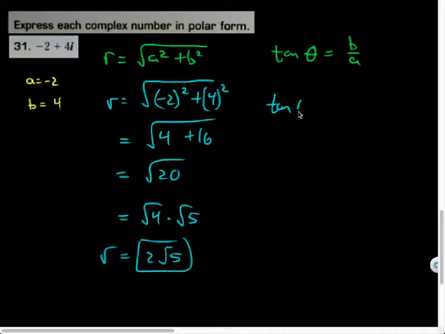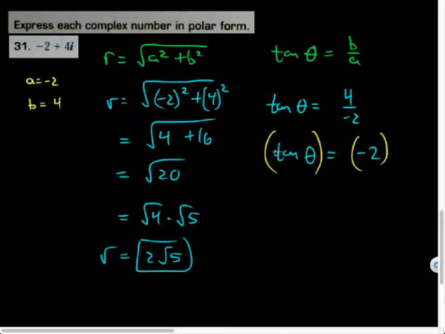Tan theta must have equaled 4 over -2. So that means tan theta is equal to -2 when I simplify that. And to solve, I'm going to have to tan inverse both sides. And this is a little bit tricky to figure out. Tan inverse of -2, I can't do that with a hand trick. So I'm going to reach for my calculator.